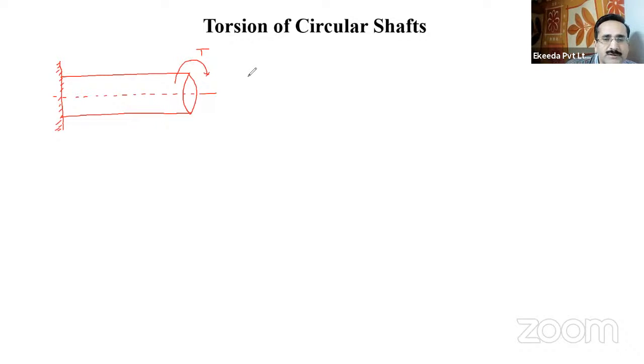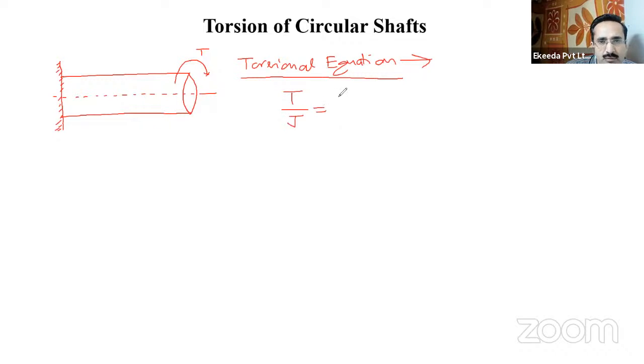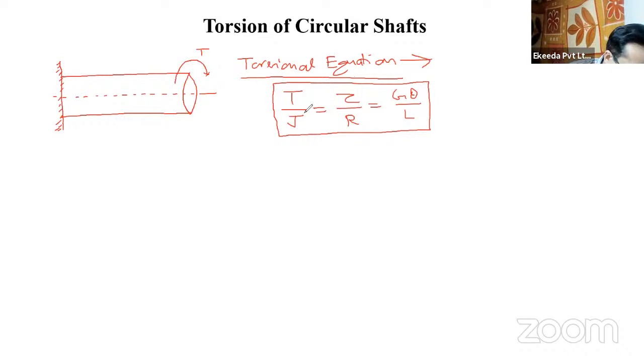First of all, we have to find out what is the torsional equation. It is a very important topic, that is the torsion equation. We are not going to derive this, but you should remember that the torsion equation is given by T by J equal to tau by R equal to G theta upon L. This is our torsional equation, right?